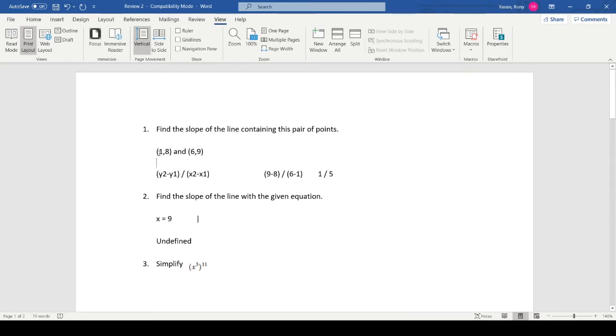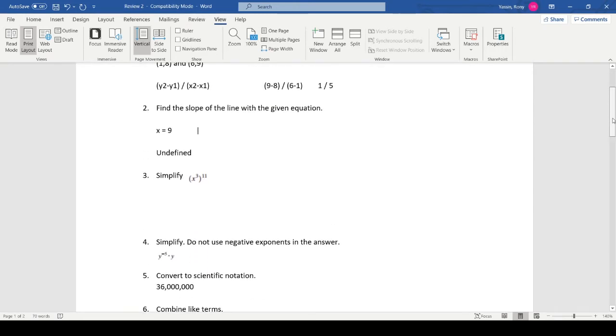And now we just have to plug it into this formula right here. So y2 will be 9, y1 will be 8, x2 will be 6, x1 will be 1. So y2 minus y1, 9 minus 8, over x2 minus x1, 6 minus 1. 9 minus 8 is 1, 6 minus 1 is 5. So your answer is 1 divided by 5, or 1 over 5. It's just a fraction. That'd be your final answer on number 1.